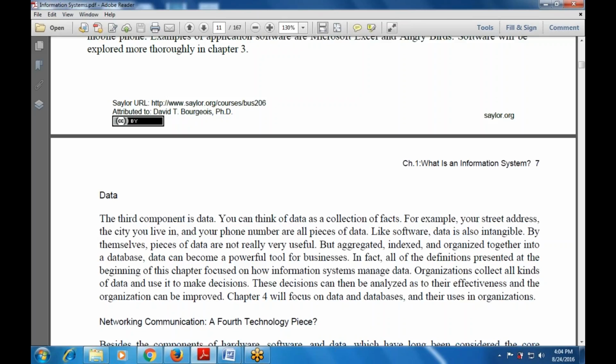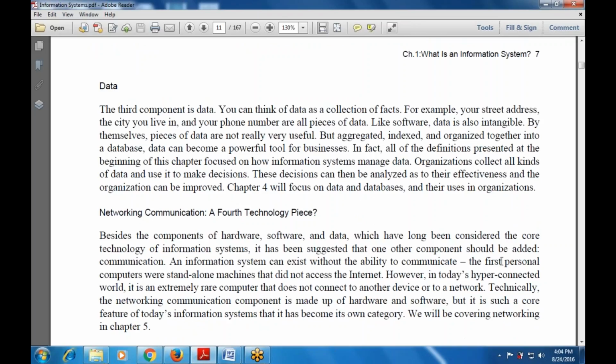Next is networking communication. That is how we can communicate within the network. That is the fourth technology piece. Besides the components of hardware, software, and database, which have long been considered the core technology of information systems, it is also advisable to add another component, known as communication. An information system can also exist without the ability to communicate.